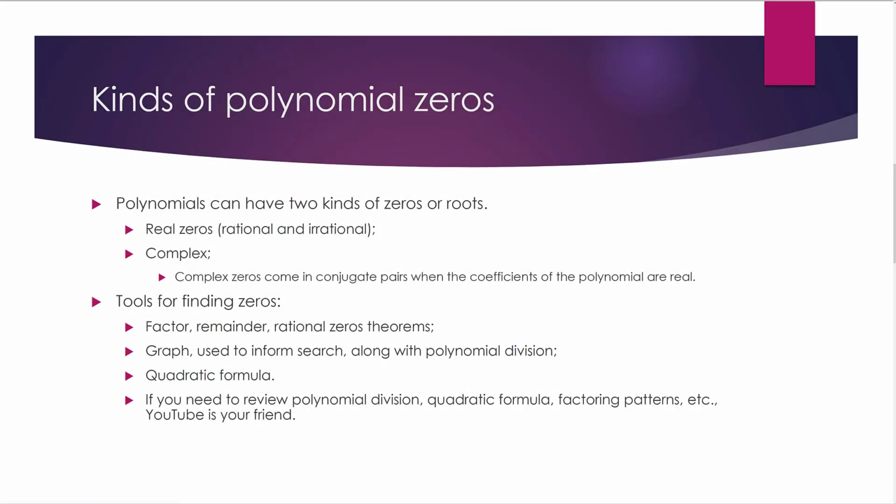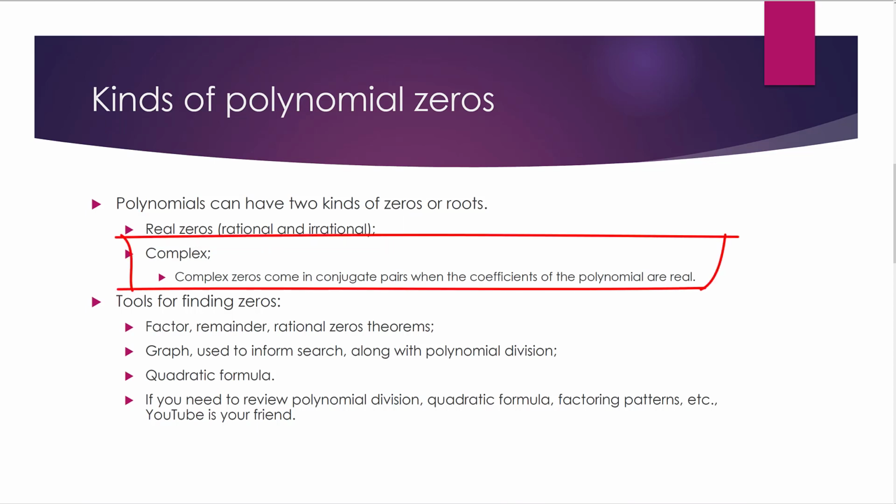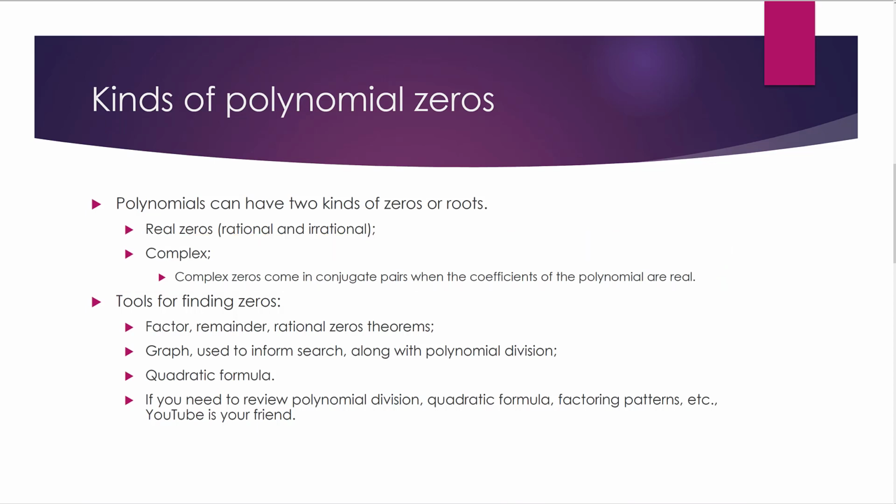Now, in terms of big picture knowledge, it's important to realize that polynomials can have two kinds of zeros. They can have real zeros, which would include rational and irrational, and they can have complex zeros. You can find examples of polynomials that have exclusively real zeros, examples that have exclusively complex zeros, and examples that have a blend of both kinds. So you never know what you're going to get, and when you're looking at a polynomial in expanded form, it's very hard to know exactly what kind of zeros it has unless you're willing to do some analysis.